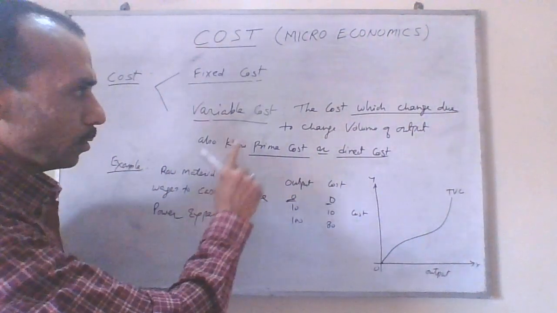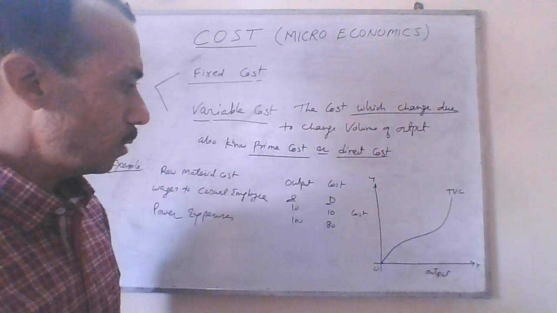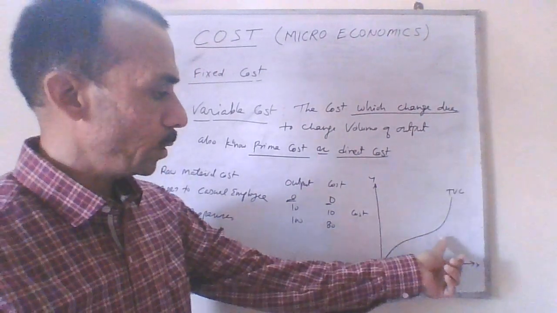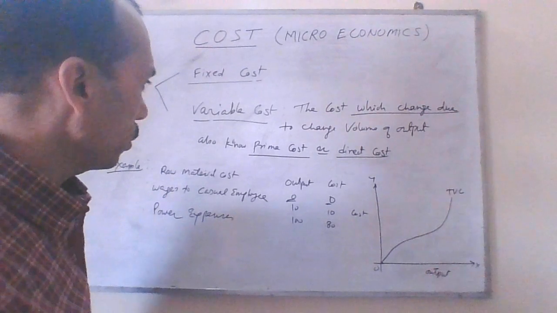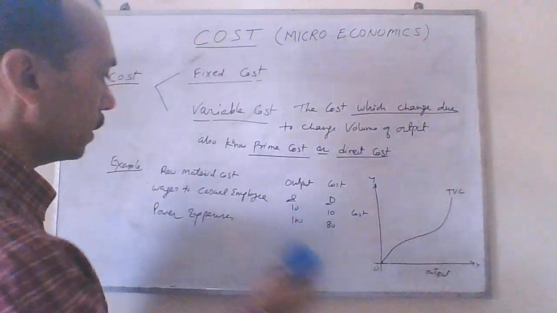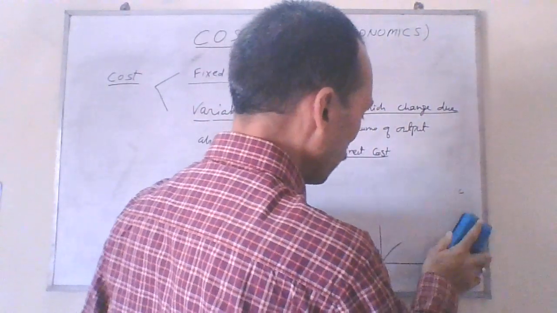So variable cost is the cost which changes due to a change in the volume of output. When the output is 0, variable cost is also 0, and when output increases, variable cost also increases. Therefore this cost is also known as a direct cost or prime cost because it is directly dependent on the output. Now next is total cost.